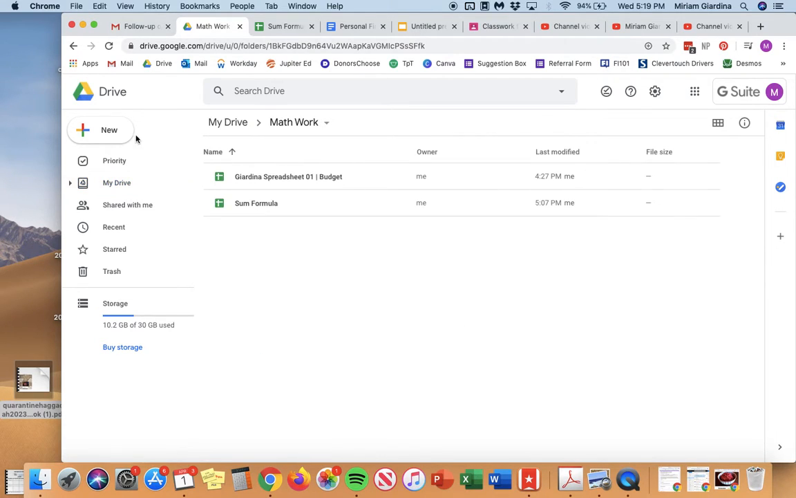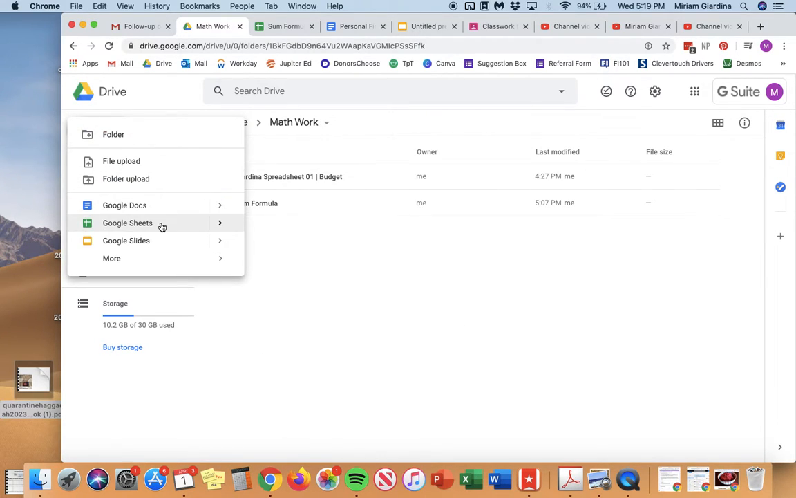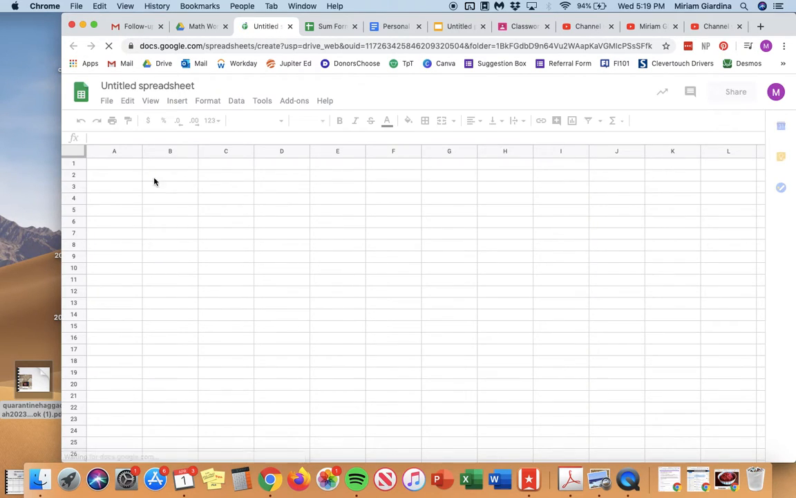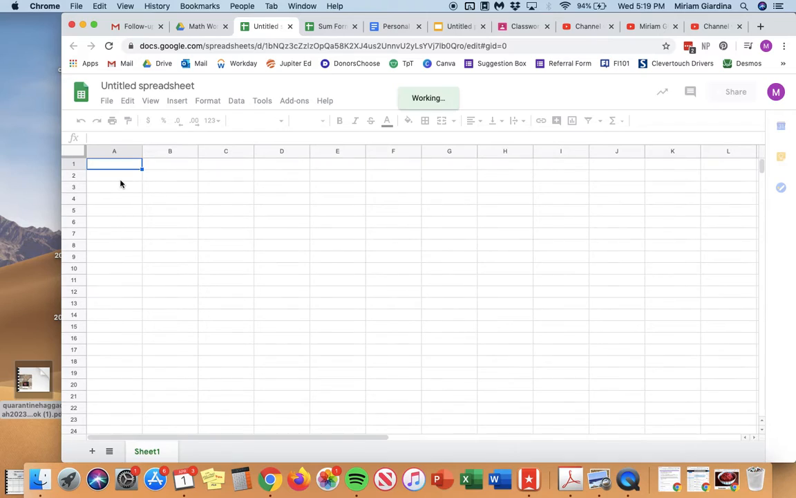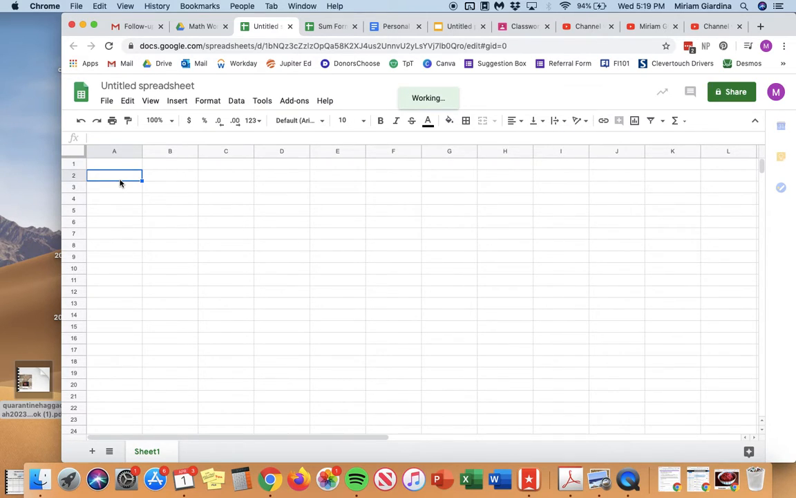Let's set up a new Google Sheet and let's just walk through the steps. So the first category is supposed to be fixed expenses, and that's supposed to be 50% of your budget. And this is just all labels that I'm adding in right now. I'm not doing any math.